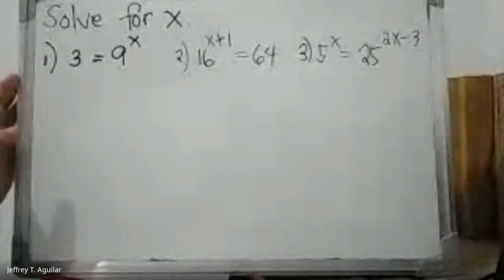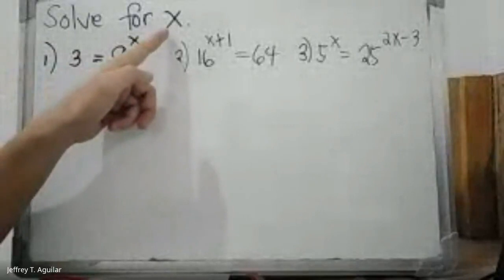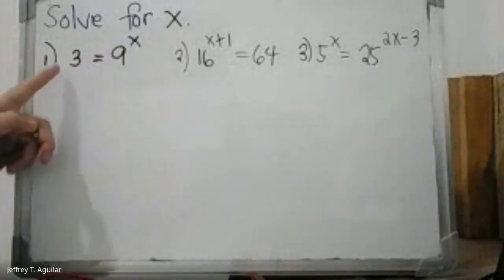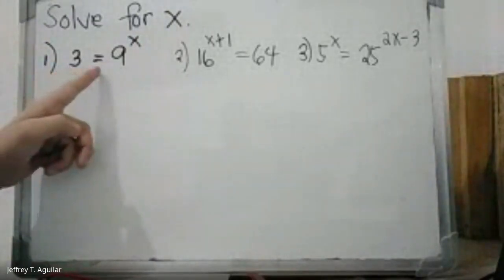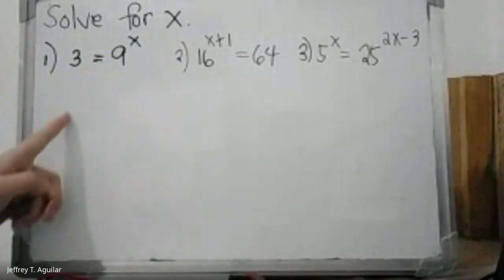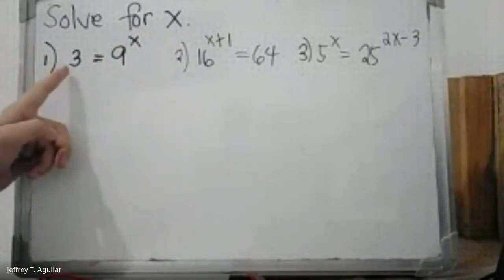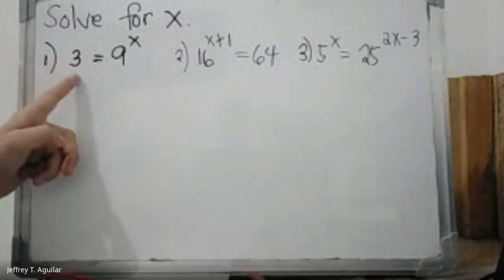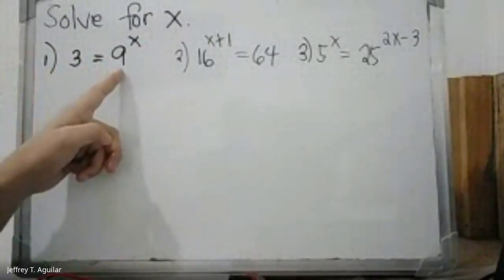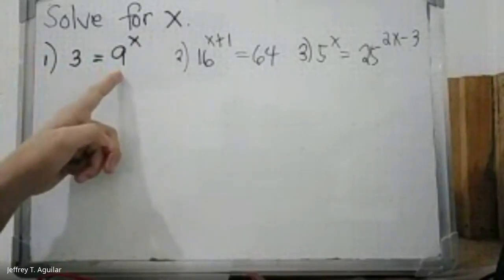So we have here three exponential equations. First, 3 equals 9 to the x. We are going to solve for x. Now, based on the first item, our left side is positive 3 and our right side is 9 to the x. Now, 3 is already in its base form, meaning to say 3 cannot be transformed into another form of exponential figure. While 9 is a perfect square, which can be written as an exponential figure 3 to the 2.